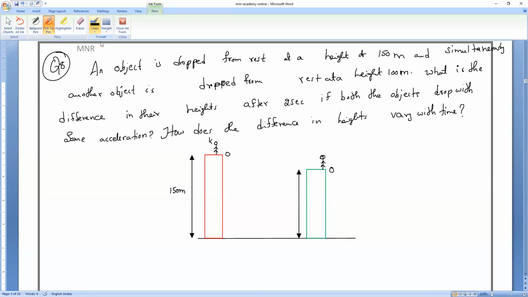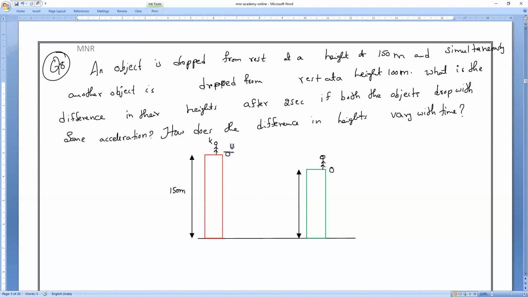Velocity? Everybody? Yes, please. Zero. Their initial velocity is zero, sir. Yeah, initial velocity is 0 and they are moving in the downward direction. So acceleration is what? They have the same acceleration. How much is it? Positive or negative? Coming downwards, positive. 10 meter per second square.